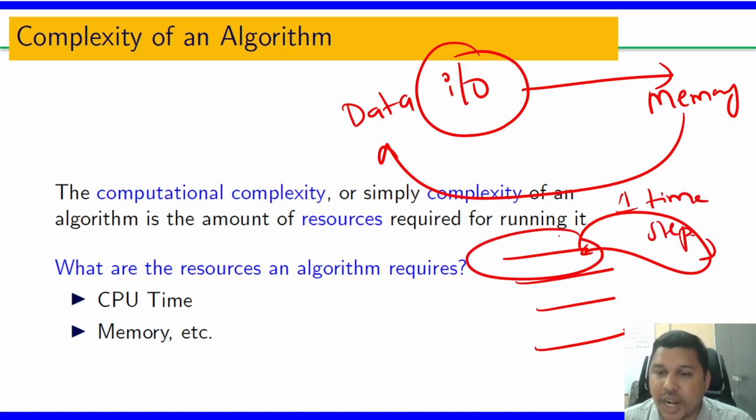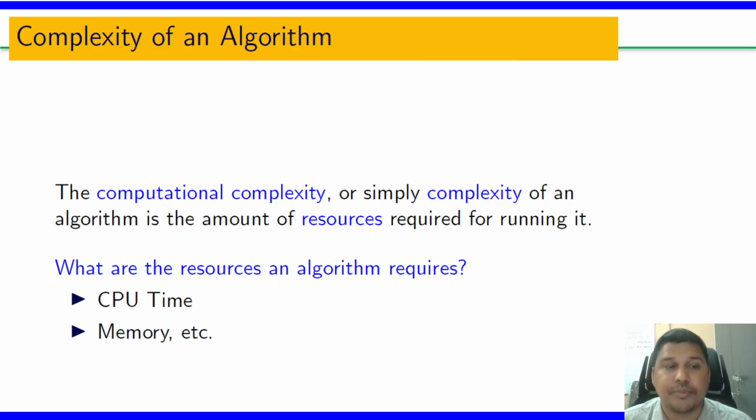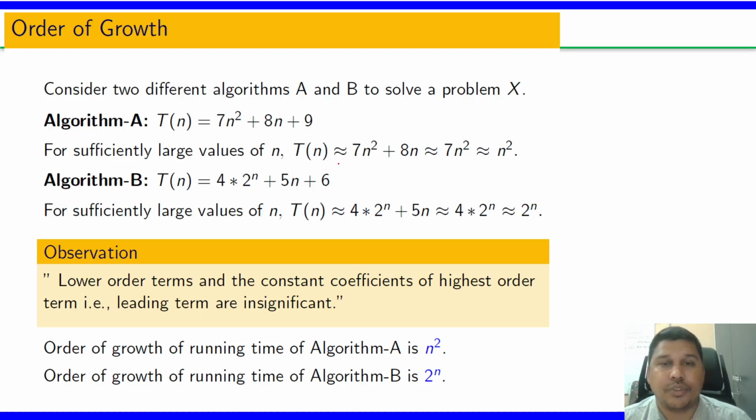It means this is executed one time. When we say this is executed one time, it means one time it is accessing memory. Therefore, running time is nothing but the number of times it is accessing the memory. That is the important point here. A very, very important concept: order of growth.